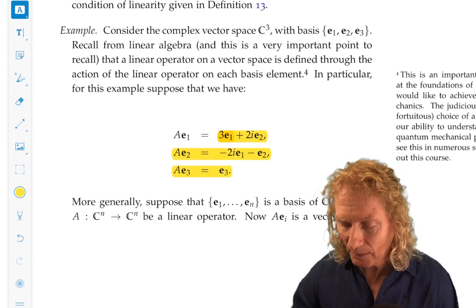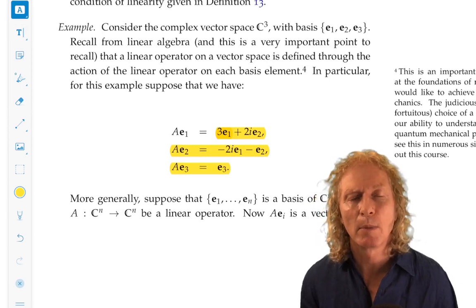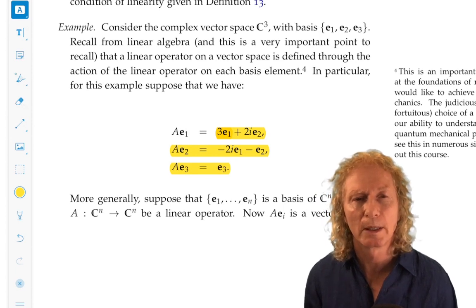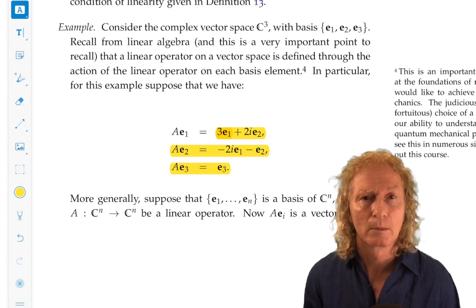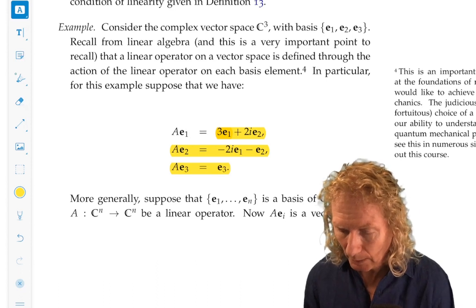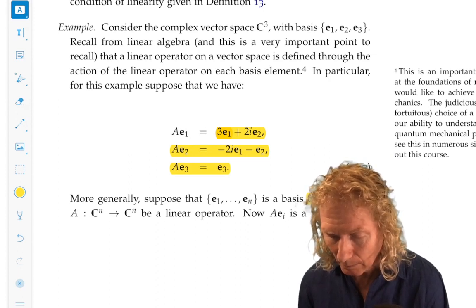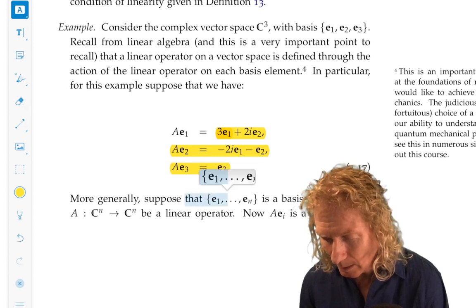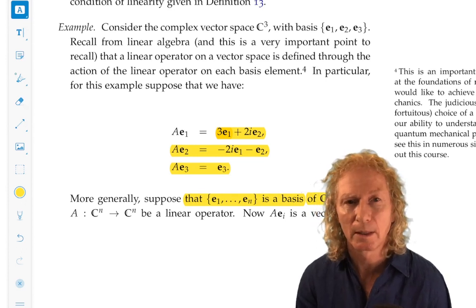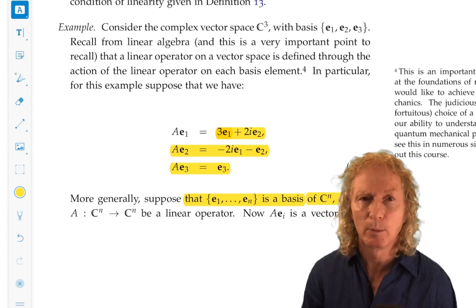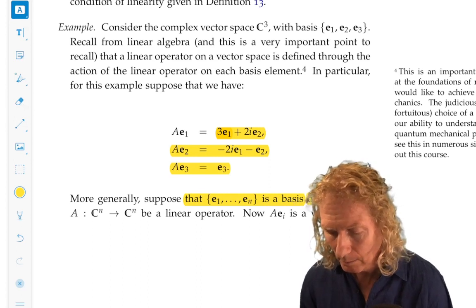Okay, so let's consider this in more detail for an example that embodies most of what we're going to be doing in the course related to linear operators on finite dimensional complex inner product spaces. So we're going to consider Cn. All right, and let's consider a basis e1 through en on Cn. Now, I don't assume anything about that basis, whether it's orthonormal or anything like that at this point. It's just a basis. So because Cn is n-dimensional, I have n linearly independent vectors. Now let's consider a linear operator A acting on Cn.